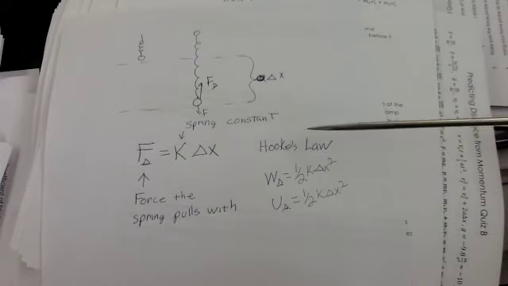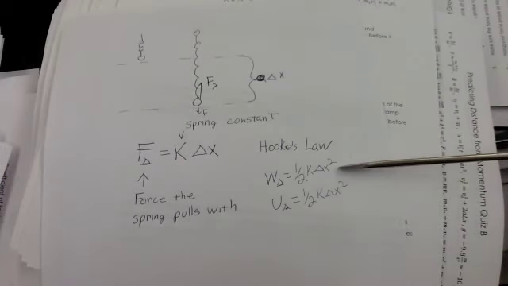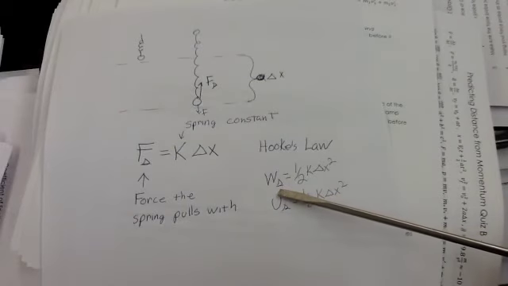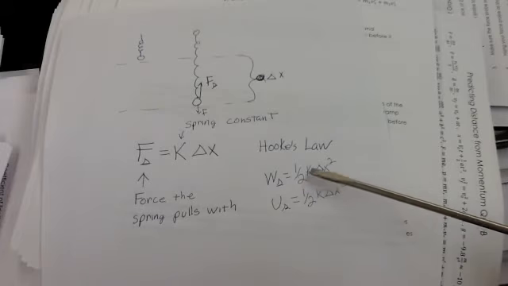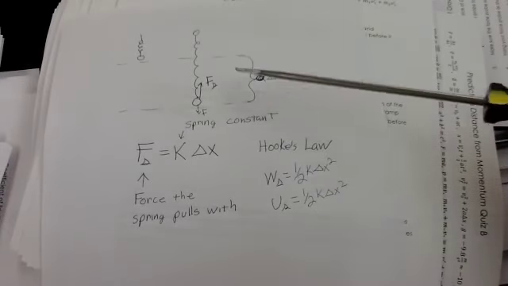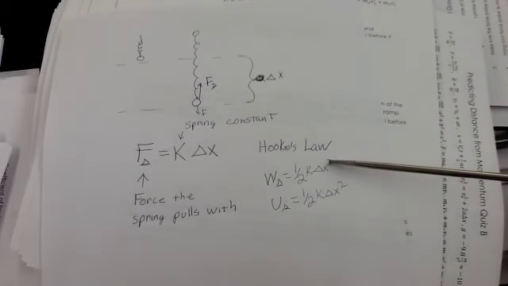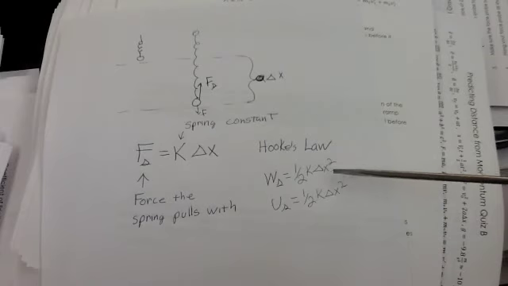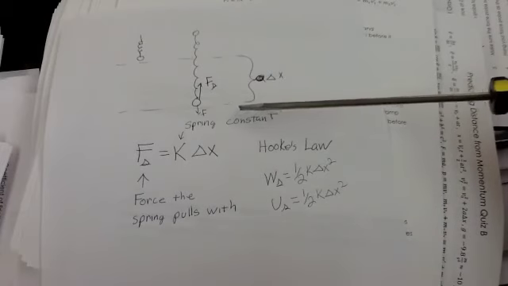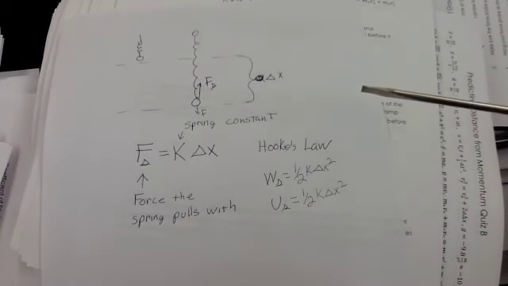Now, one other thing we know, and I'm not going to derive this, but I'm going to tell you, is that the work of the spring, the work you do on the spring, is equal to 1/2 times the K times the delta X squared. And so if I pull it down delta X, then I've done this much work. But we know the work has to go somewhere. So the work I do on the spring has to equal the potential energy in the spring.